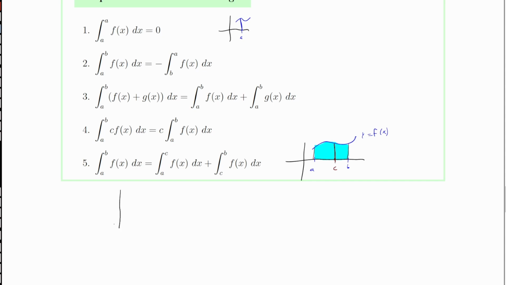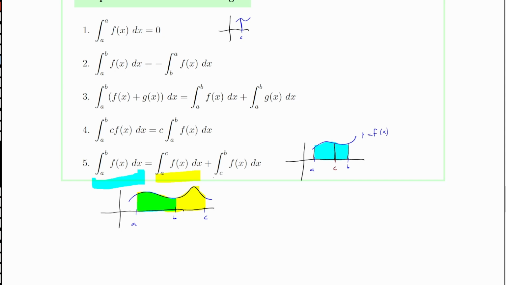This property works, and I'll redraw it. Okay, let's suppose I have my a and my b just like before. And let's suppose that the c is somewhere off to the right. Then on the left-hand side, I have the integral from a to b, which is this region here. Okay. And then the claim is that that's equal to the integral from a to c of the function. So all of this plus the integral from c to b.